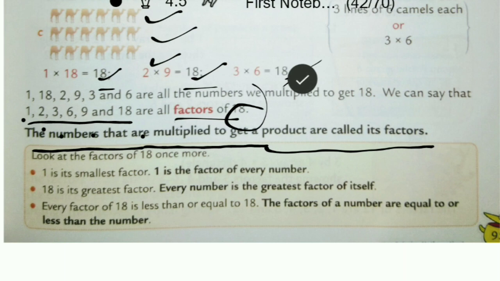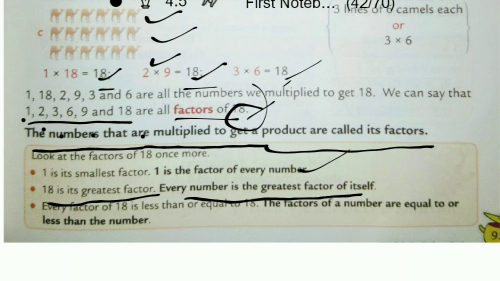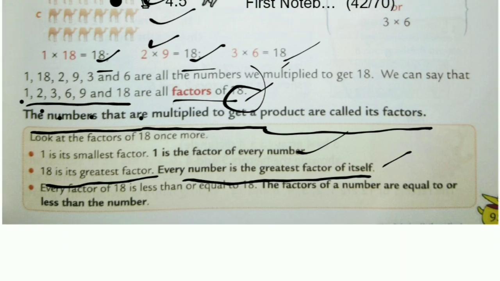In this one, some important points are there. 1 is its smallest factor. 1 is the factor of every number. Then 18 is the greatest factor. Every number is the greatest factor of itself. Suppose we find the factors of 24. So the smallest factor is 1 and the greatest factor is 24.